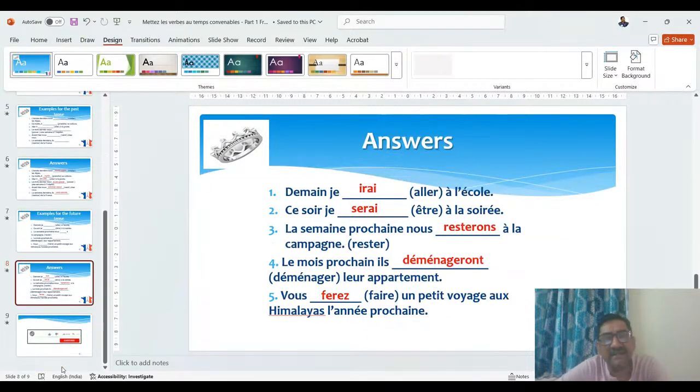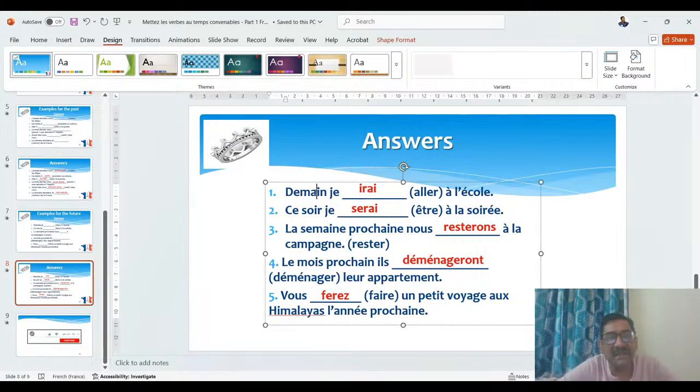Okay, so this is the way it will look. Okay, sorry for that. It's actually demain, j'irai à l'école. Ce soir, je serai à la soirée. La semaine prochaine, nous resterons à la campagne. Le mois prochain, ils déménageront leur appartement. Vous ferez un petit voyage aux Himalayas l'année prochaine.